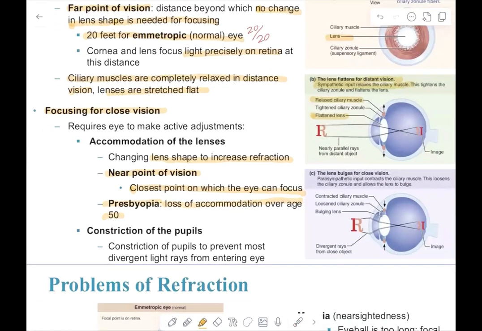And the last thing that has to happen for close vision is constriction of the pupils, and that prevents divergent light rays from entering the eye. So the things you need to remember is that the lens bulges for close vision, whereas it's flat for distant vision. The parasympathetic division is activated, and that contracts the ciliary muscle, whereas the ciliary muscle is relaxed for distant vision.